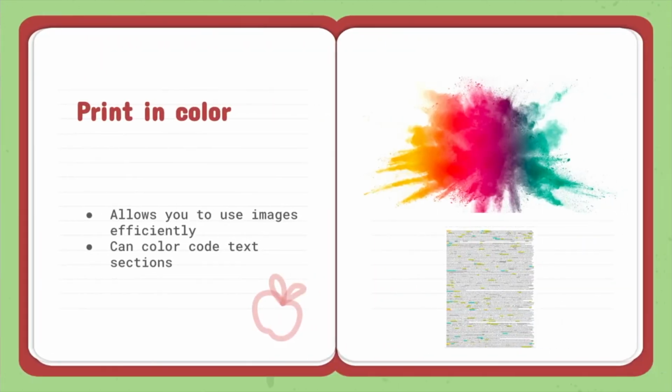And also print all of your cheat sheets in color, because color coding, like highlighting different pieces of information in different colors, will allow you to color code text sections so you can find them quickly. And since you're cramming all of this information on a piece of paper, you want to find your information quickly so you don't waste time, since time is of the essence in a lot of Science Olympiad events. And printing in color allows you to use images efficiently. So always print in color, never print in black and white, because that'll be very ineffective.